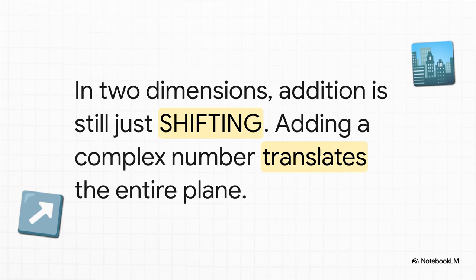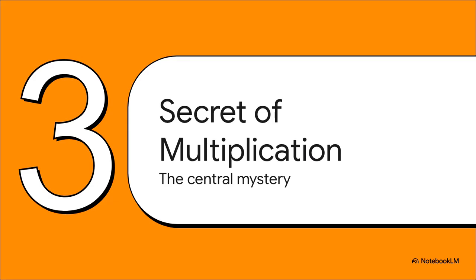And geometrically, guess what? It's the exact same action we saw before. If you add a number like 3 plus 2i to everything on the plane, the entire grid just shifts 3 units to the right and 2 units up. So addition is solved. It's just a 2D shift. No problem. But now we get to the big question, the central mystery of our whole story. How in the world should multiplication work in 2 dimensions?